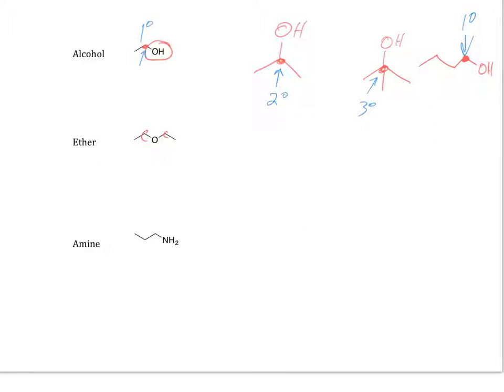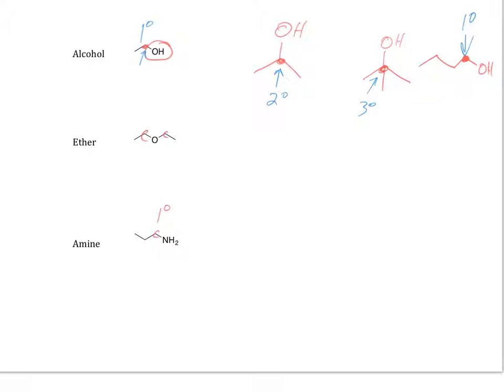An amine is essentially a nitrogen. So you're going to have some nitrogen group bound to a carbon. So we have a carbon here, and this is our primary amine. And the way we look at this is how many carbons are directly bound to the nitrogen. It's only one, so it's a primary amine.